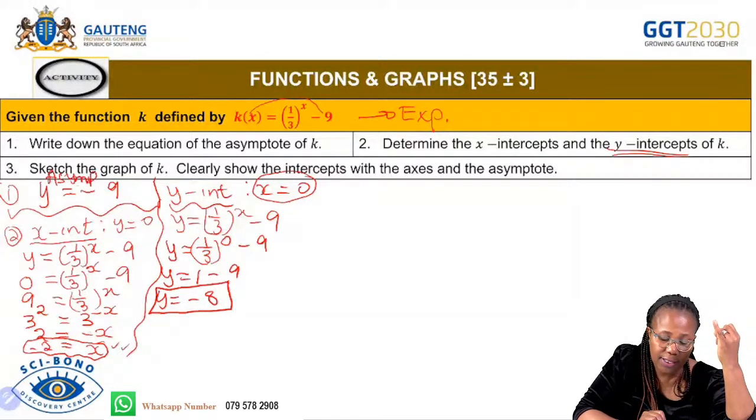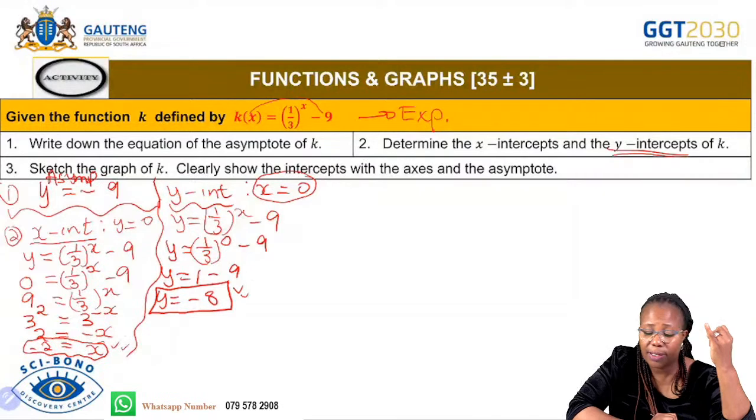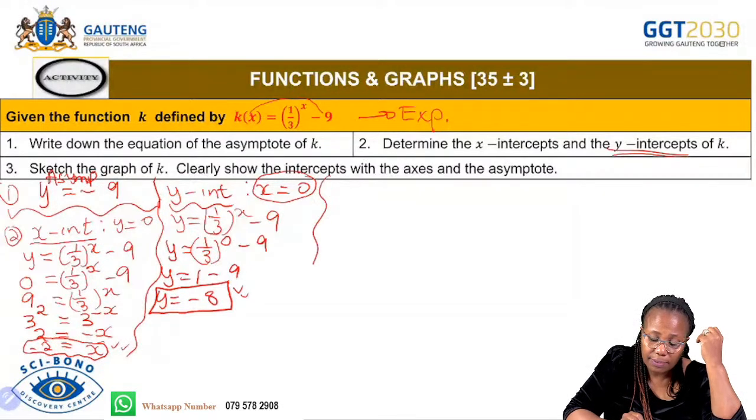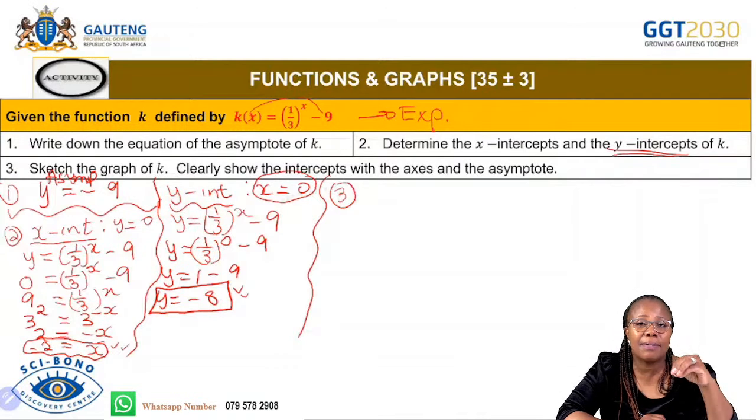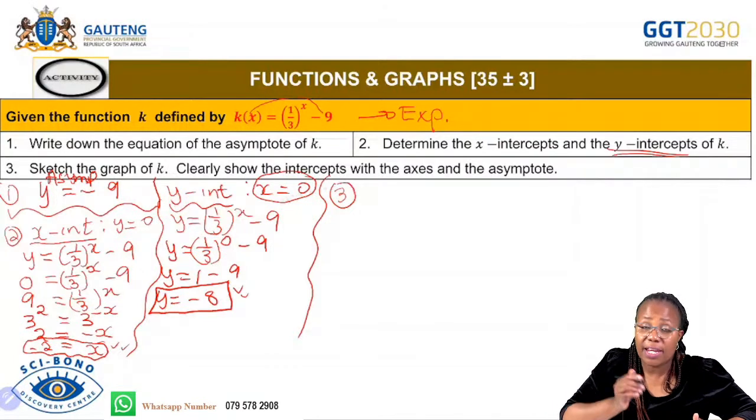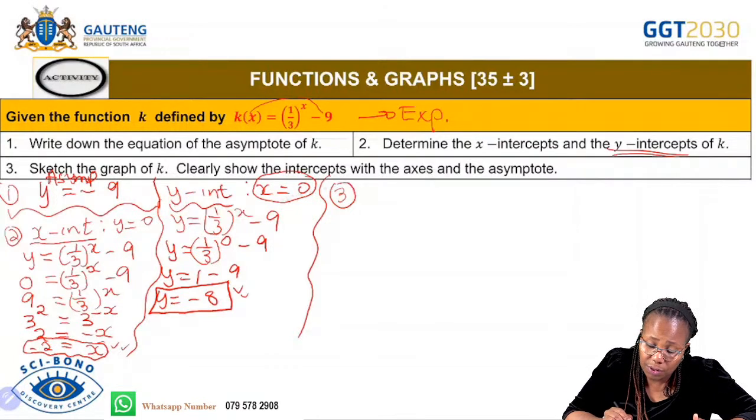You have your x-intercept. You have your y-intercept. So number 3, you need to sketch the graph of k. Clearly show the intercept with the axis and the asymptote. That means you need to indicate all the values into your diagram. If you are saying this is an x-intercept, tell us how much is the value there for both x, y-intercept and your asymptote line. And then let's sketch the graph, grade 12.